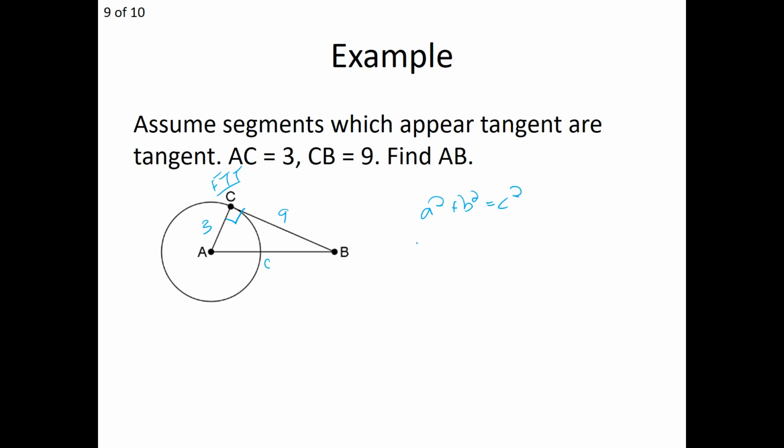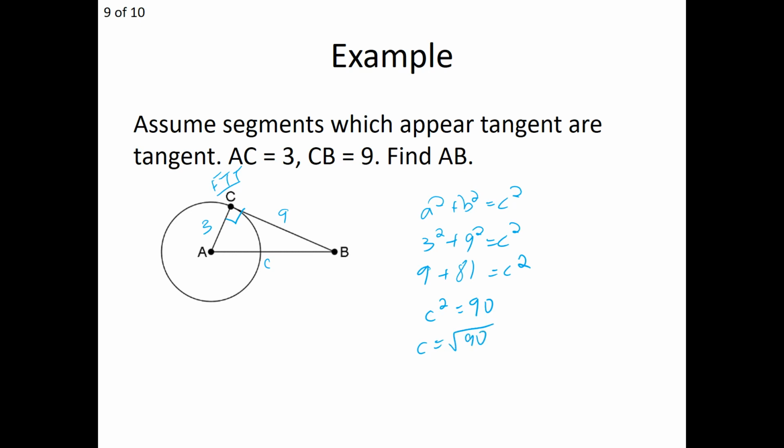So fill in what we know. We know A squared. We know our B squared. We're looking for our C squared. So 3 squared is 9. 9 squared is 81. And let's add those together. We get C squared is equal to 90. And then we take the square root of both sides and we get C is the square root of 90.